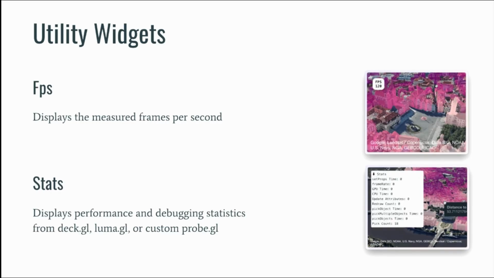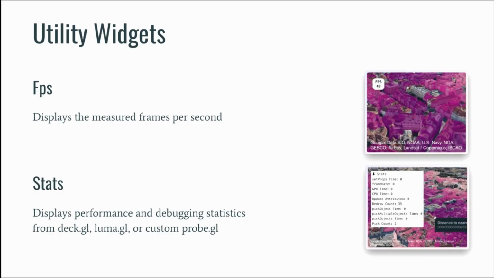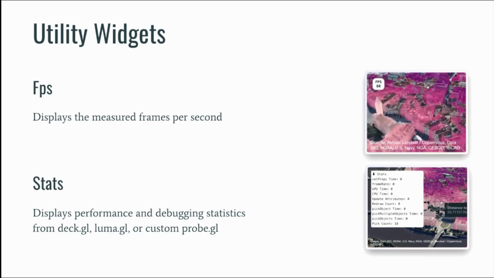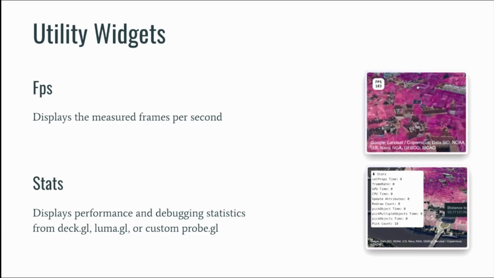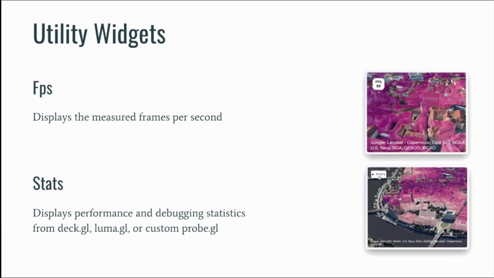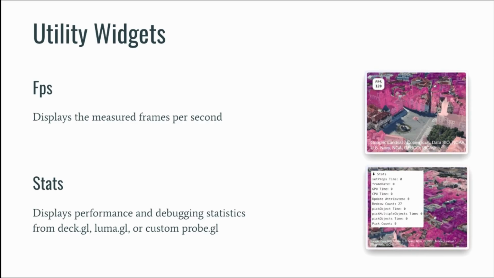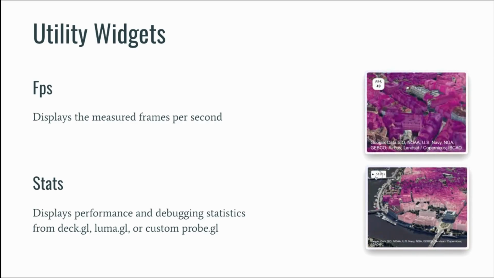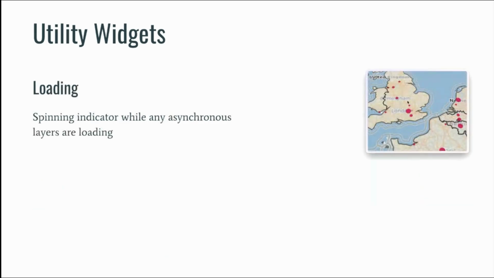And then some utility widgets, right? Frames per second, we saw that earlier. You can see the frames going from 120 down to like 40 when we have the Google 3D tiles loading in new tiles, right? It's pretty performance intense. And then there are tons of other stats in DeckGL, Luma, ProGL, or you might have custom performance metrics that are important to you. We have a nice little stats menu you can use that we imagine will be used mostly during debugging, but it's very helpful.